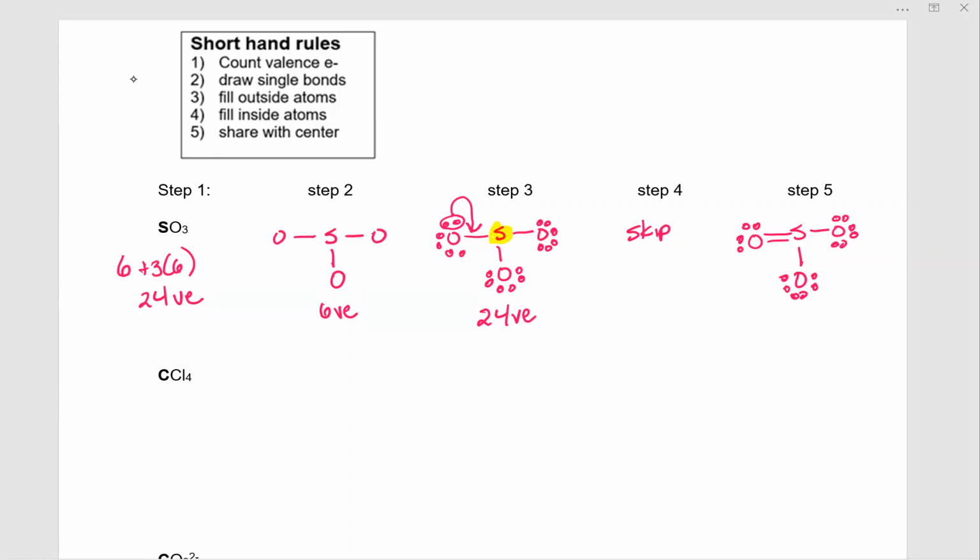I could have actually made that double bond to any one of the oxygens. I just happened to choose the one on the left. You could have shared from the bottom. You could have shared from the right. It's fine. So whatever you want to do on that.